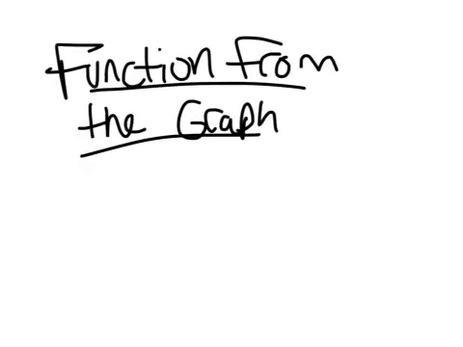Alright, what we're going to do now is the same process that we used before, but in reverse. In the previous video, we took a function and found some key information from it that we were able to use to graph it. What we're going to do now is take the graph and use the key information from the graph to work backwards and get the equation.